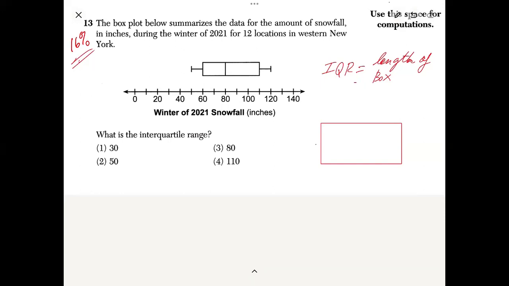It says the box plot summarizes the data for the amount of snowfall in inches during the winter of 2021 for 12 locations in Western New York. So the question is, what is the interquartile range for this box plot?